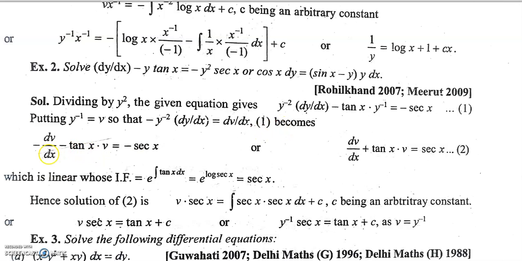So equation 1 becomes dv/dx plus tan x into v equal to sec x. Now this is the linear first order differential equation in v. So the integrating factor is e power integration P dx, that means e power integration tan x dx. So that is sec x. Okay, so v into sec x equal to integration sec x into sec x dx plus c, that means sec square x dx. So it's integration is tan x. So you just replace v by 1 by y. So what you get? 1 by y sec x equal to tan x plus c.